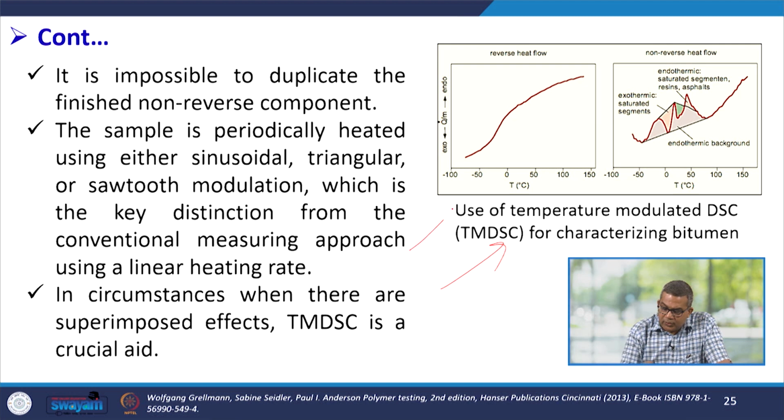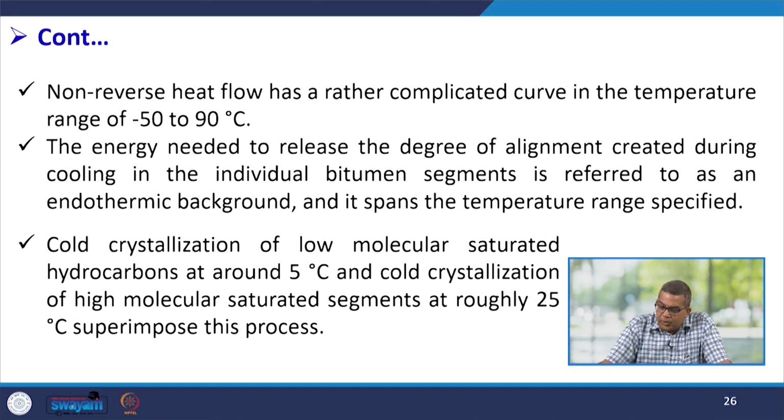Now, in this particular figure, you can see the use of temperature modulated DSC for characterizing bitumen. The non-reverse heat flow has a rather complicated curve in the temperature range of -50 to 90 degrees Celsius. The energy needed to release the degree of alignment created during the cooling in the individual bitumen segments is referred to as an endothermic background, and it spans the temperature range specified.